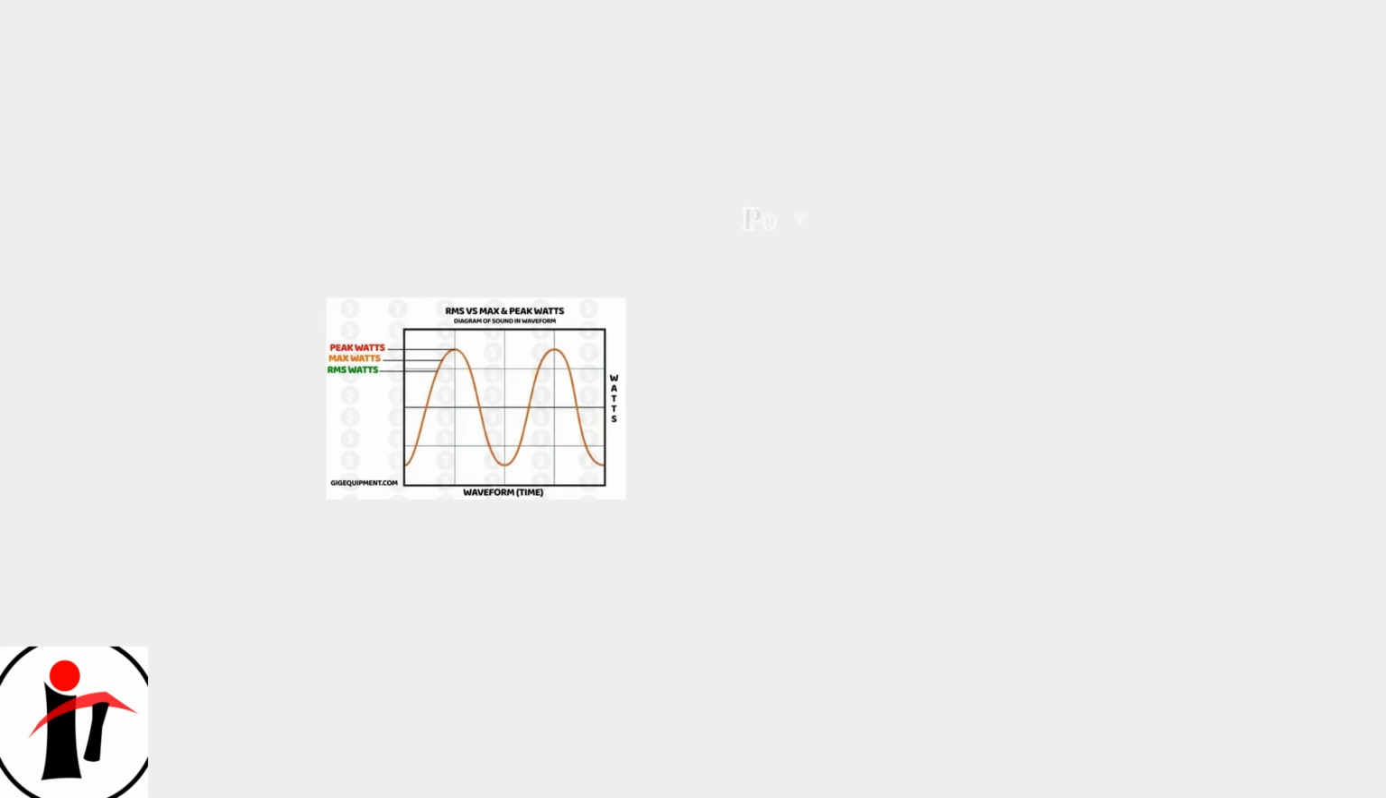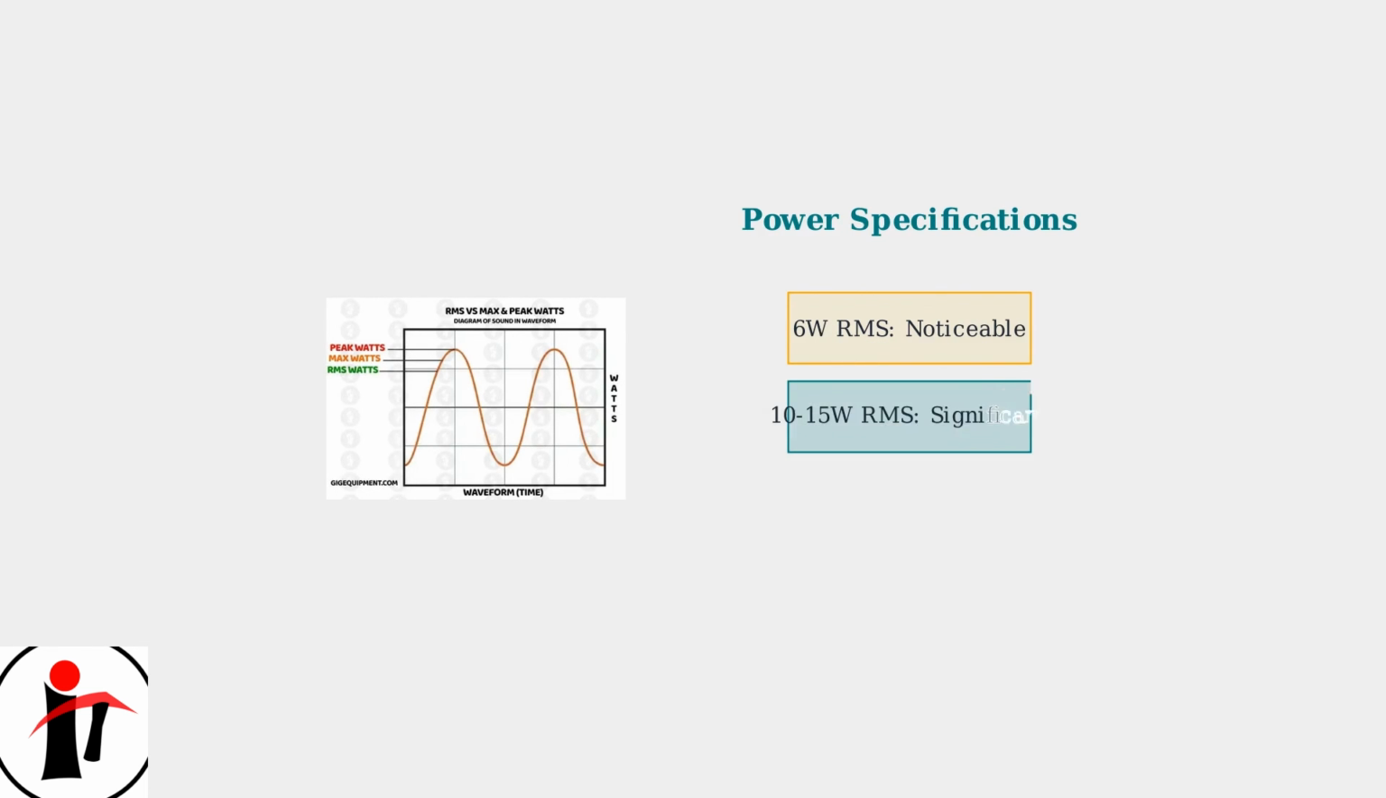When choosing external speakers, power specifications matter significantly. Aim for at least 6 watts RMS per channel for a noticeable improvement, or 10 to 15 watts RMS for significant enhancement over built-in monitor audio.